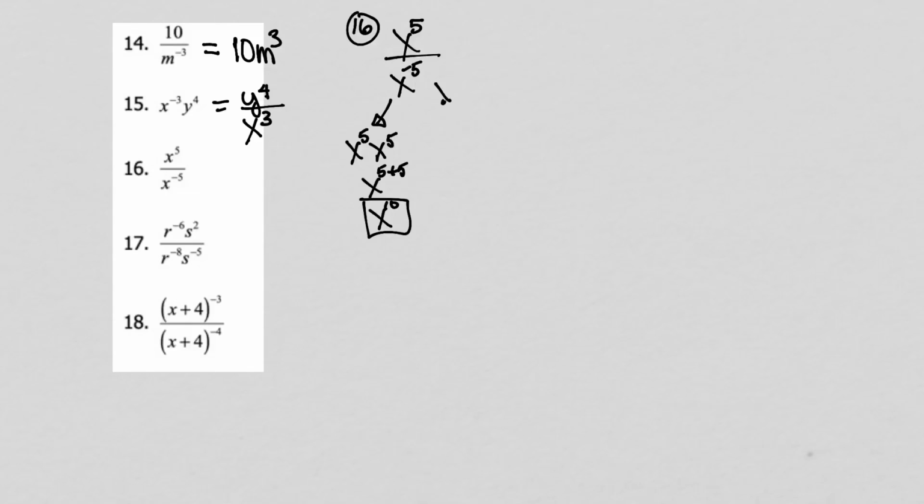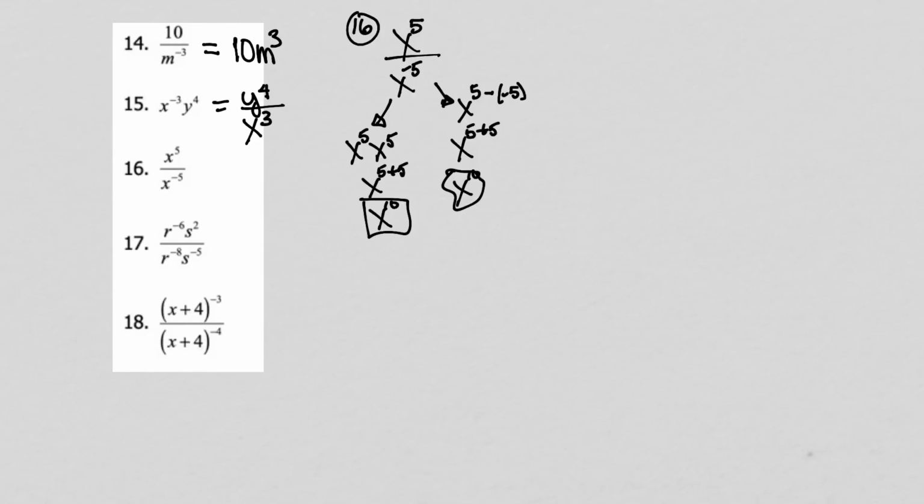Now another way of doing this is use the quotient rule, which says to write the base, take the top exponent minus the bottom exponent. Be careful with all those negatives. Got it? Top minus bottom. So top minus bottom. And that will give us x to the 5 plus 5, which still gives us x to the 10.